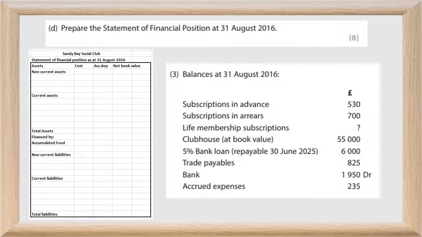Part D asks us to prepare the Statement of Financial Position, or the SOFP, at 31st August 2016. So, we should first draw the format of the SOFP. Then, enter all the closing balances of assets and liabilities at 31st August 2016. All of this information is found in Additional Information 3.